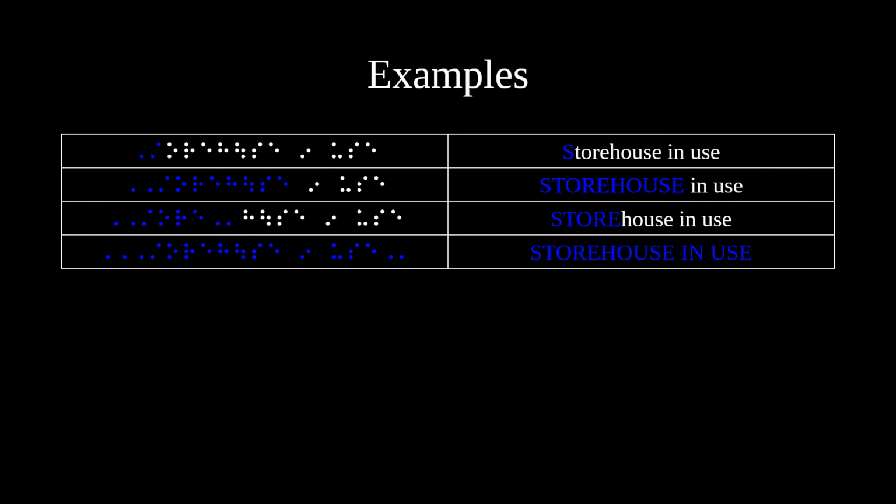The third example has 2 capital signs at the beginning, as well as a capital mode terminator in the middle of the word storehouse. Therefore, only the store part of the word storehouse is uppercase in that phrase. Finally, the fourth example has 3 capital signs at the beginning. So everything between those 3 capital signs and the capital mode terminator is uppercase, thus capitalizing the entire phrase.